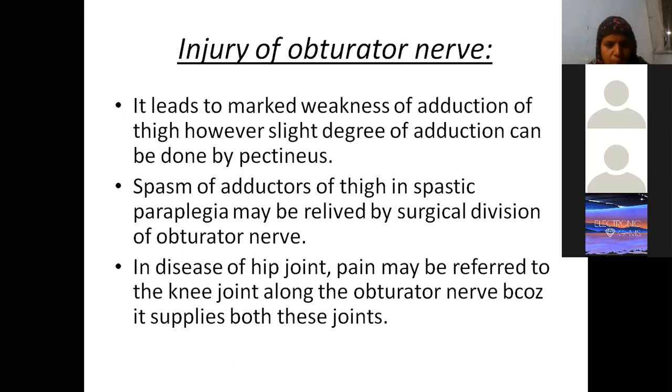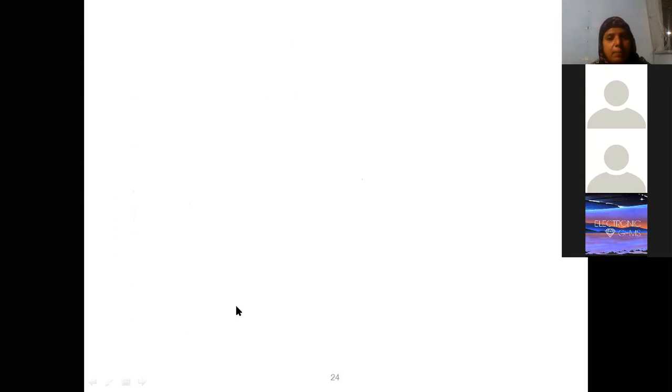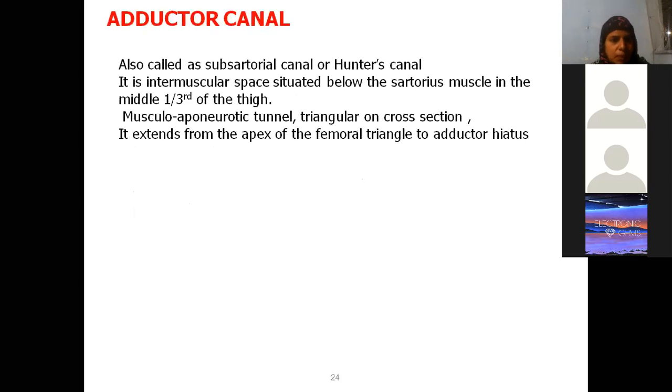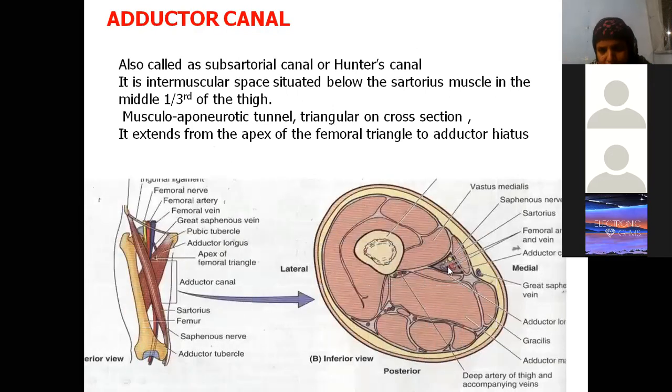Okay. So in disease of the hip joint, pain may be referred to the knee joint. Why? Because we have seen this nerve is supplying the hip joint. This was also supplying the knee joint. So that's the reason there may be referred pain. Okay, then after this, now we are going to study the Hunter's canal or subsartorial canal.